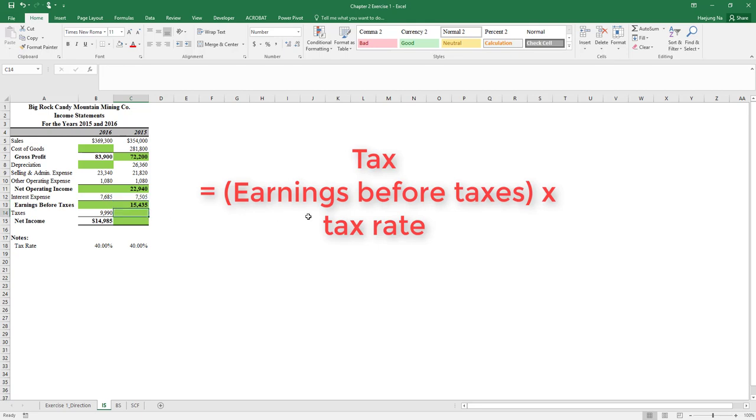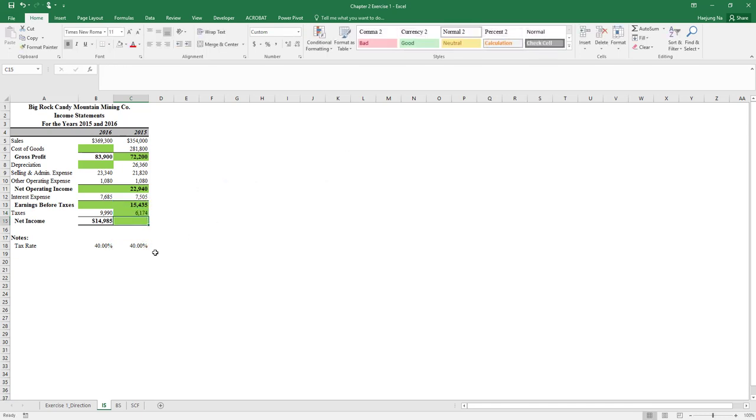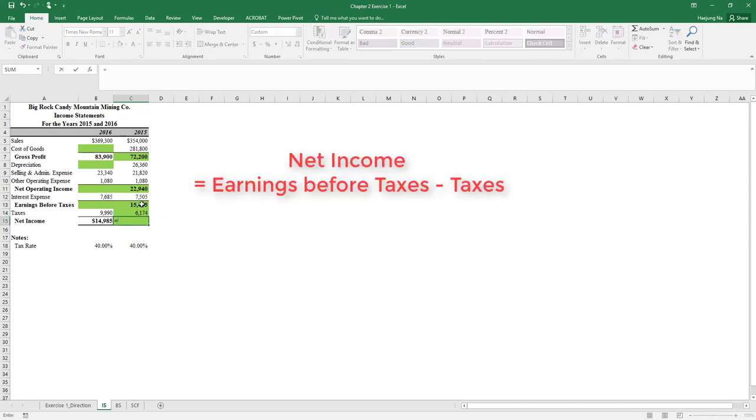So the tax amount will be, again, this amount, which is earnings before taxes, times the tax rate that is given. And there you go. You will have the taxes. Okay? So you have your earnings before taxes and taxes, right? So your net income will be earnings before taxes minus taxes. And you have the net income amount.